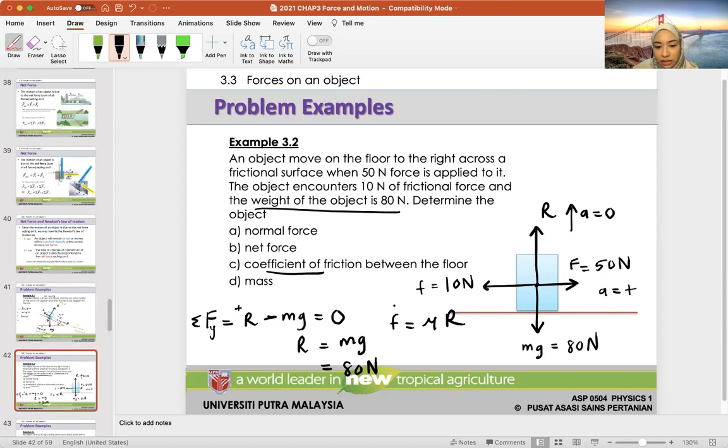And then F is equal to 10 Newton, right? We don't know what our mu is, but we know our R. Kita solve tadi. Kita cari reaction force kita. So this guy is 80 Newton. Therefore, my mu is F over R, or 10 divided by 80, or 1 over 8, or whatever that is lah. 1 over 8 lah, okay? What is the unit for mu?